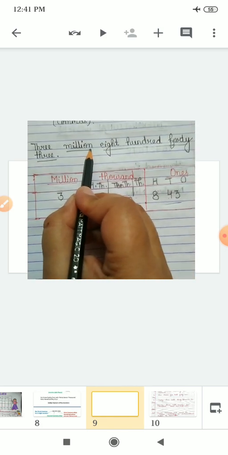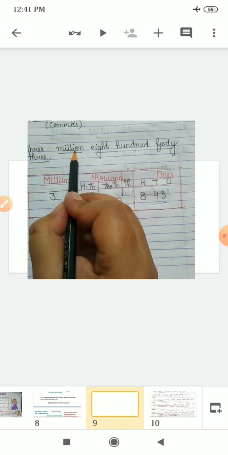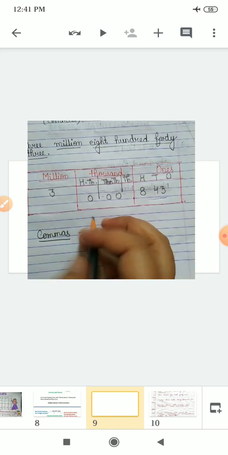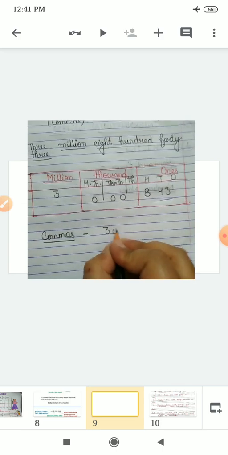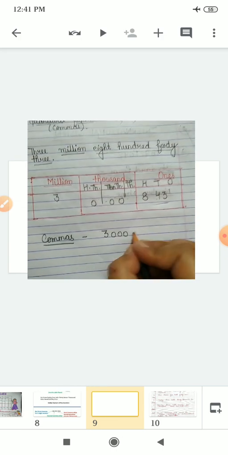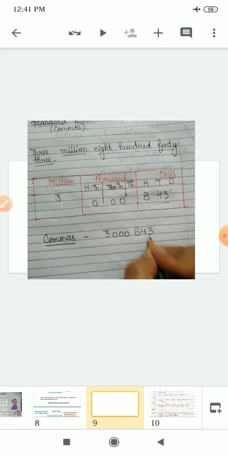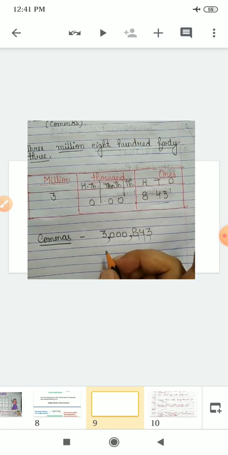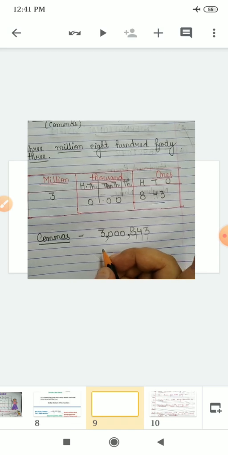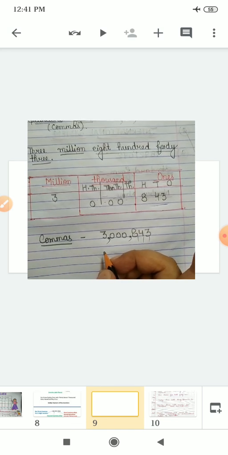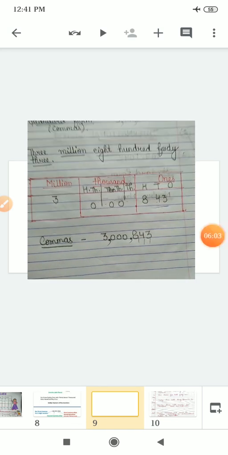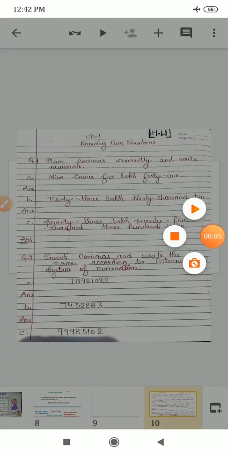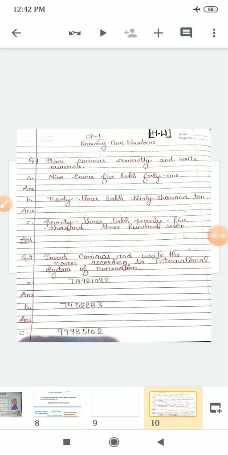Class, you have to do this homework. First question is to place commas correctly and write the numerals. First you write the number, then you put the commas. In the international system, you will put a comma after 3 digits. In the Indian system, the first comma will come after 3 digits and then after 2 digits. Understood? Then in question number 2, you have to put commas first, then you have to write it according to the Indian system of numeration.